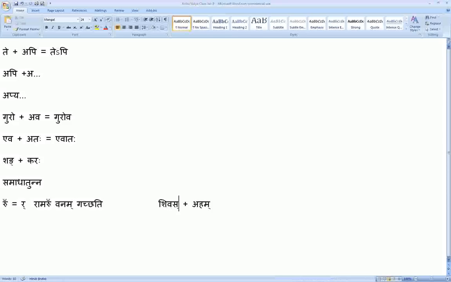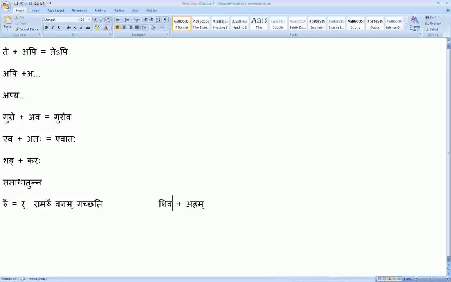So from 8-2-66, Sasaju Shoruhu, it becomes Shiva Ru Aham. And then by this rule, Atororaplutaraplute, this Ru will become an U. By this 6-1-113, which we just saw, when this Ru is sandwiched between this A and A on both sides, then we can make it into an U.